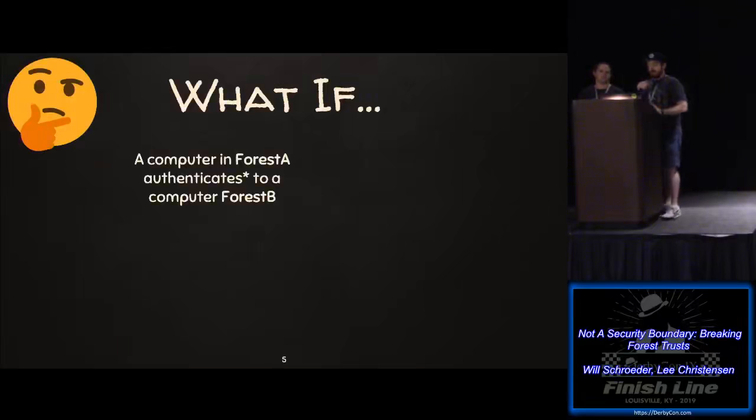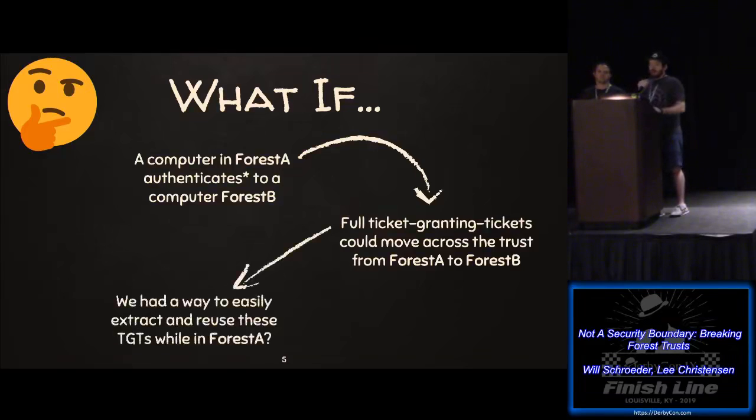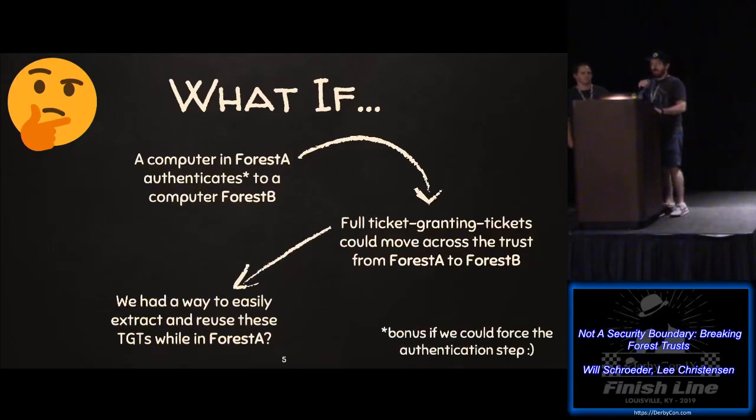So this is the general scenario: what if a computer in forest A authenticates to a computer in forest B, where there's a two-way forest-to-forest trust in the realm of Active Directory? And what if full ticket granting tickets, TGTs, could move across the trust boundary between forest A and forest B? And what if we had a way to easily extract and reuse these ticket granting tickets in the forest we control? Bonus points if we can force the authentication step. So instead of just waiting, what if we could coerce a domain controller or another system to authenticate to us on a capture target?